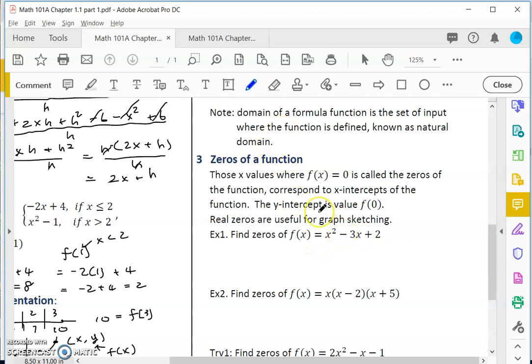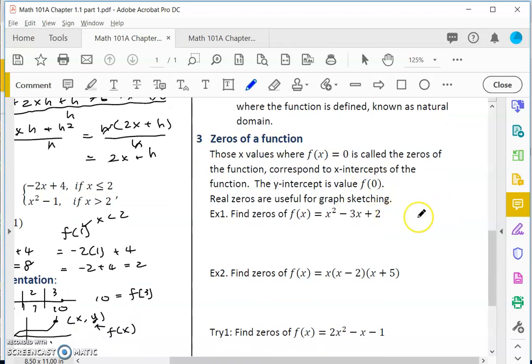The next one we're going to look at is called the zeros of a function. If I have a function, there are some values of x that are special because when I plug them in, the output is 0. These x values are called zeros of the function. And if we plot it, y is 0, and this is f of x equal to 0. So this is f of x such that y is 0.